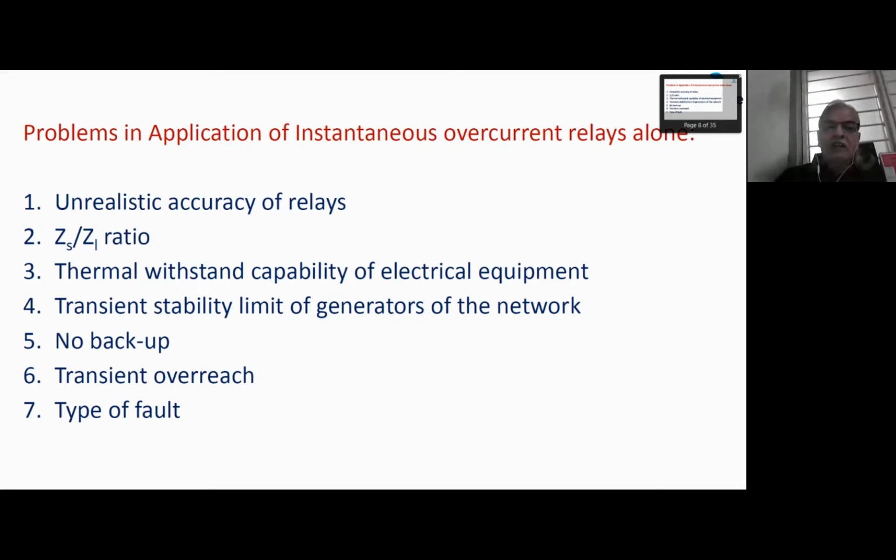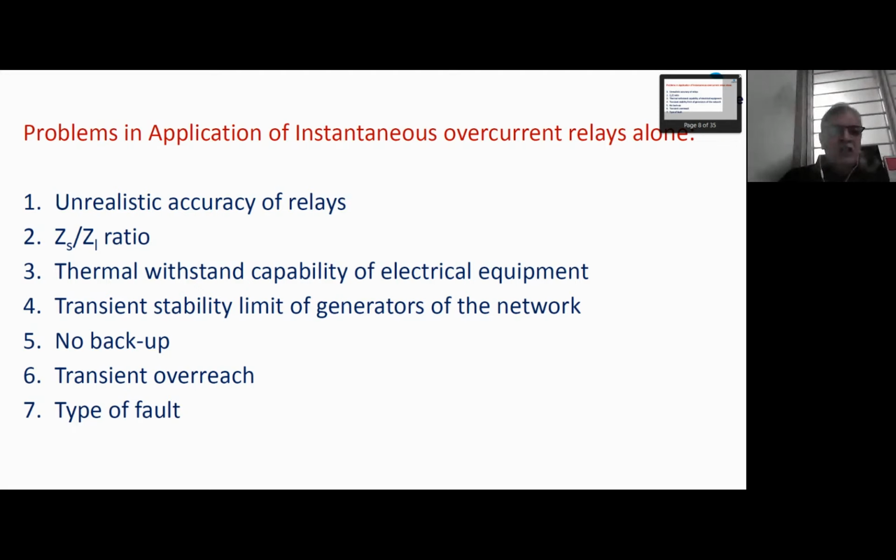Third very important thing is thermal withstand capability. All equipment can withstand fault current for certain time. Usually people specify 1 second or 3 seconds. So if they are going to withstand for certain time, why operate the relay just in 3 cycles? Because instantaneous overcurrent relays will operate within maximum 3 cycles. Better time is 1 cycle nowadays. The relays are available which operate up to 1 cycle. Even lower time is possible.